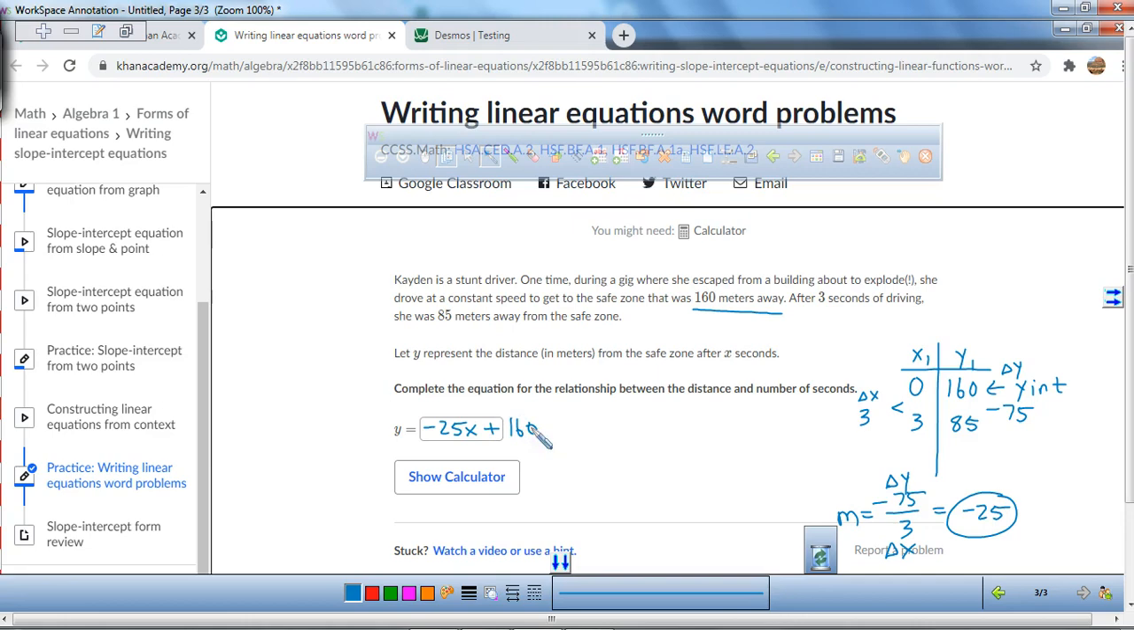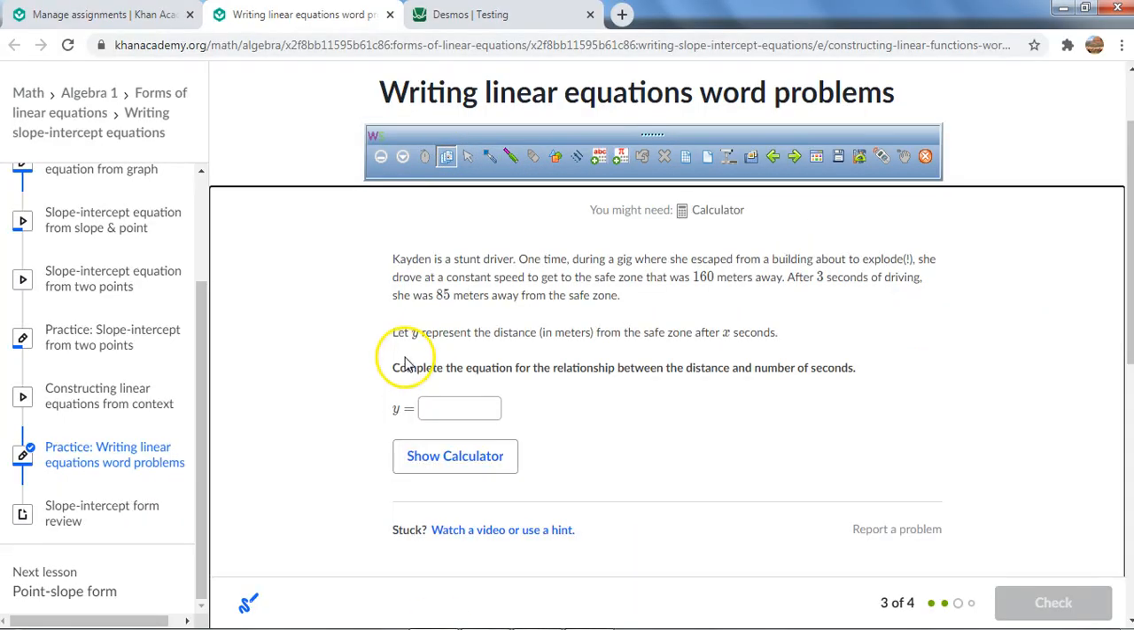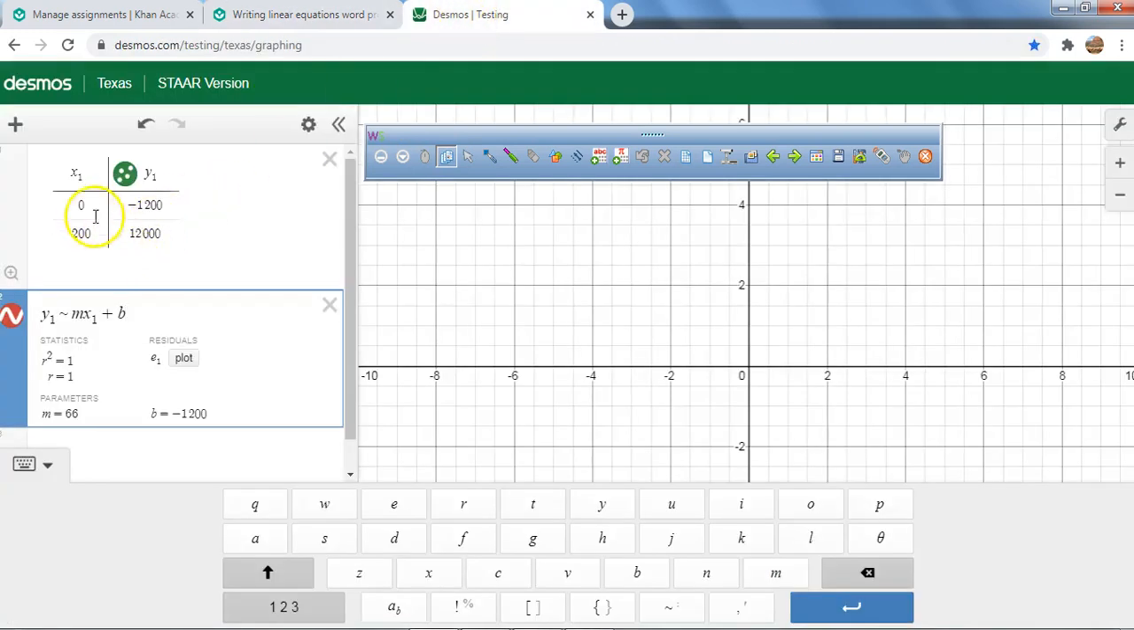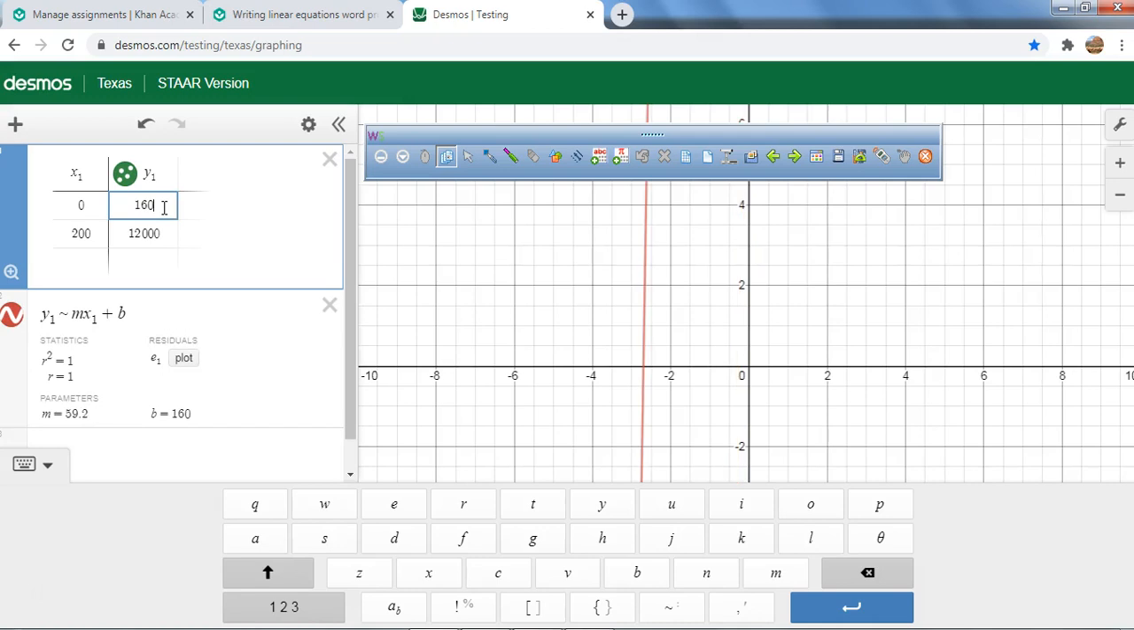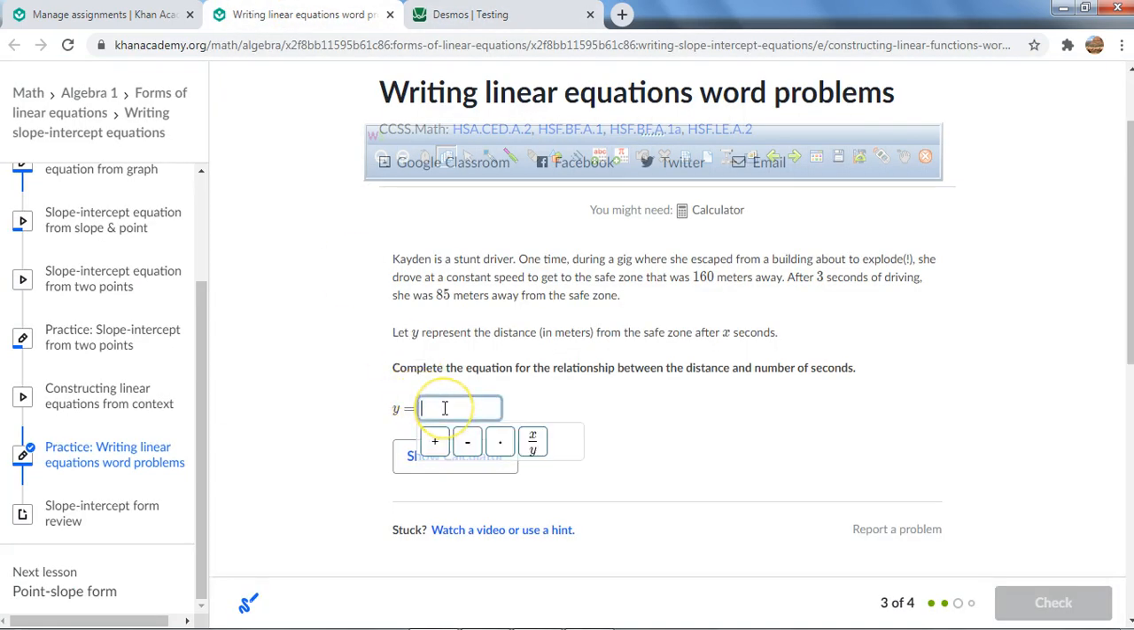But let me show you how to do it in Desmos real quick. It won't take long. So let's look at our Desmos. Got 0 and 160. And then after 3 seconds, she's at 85. And there you see it. There's your slope. There's your y-intercept. So negative 25x plus 160. There you go.